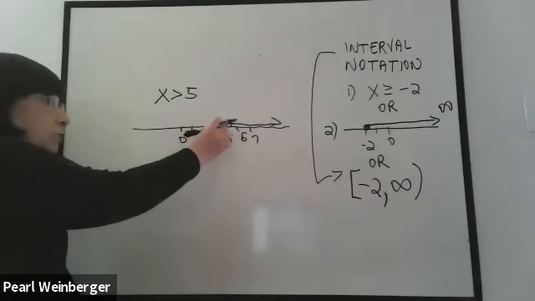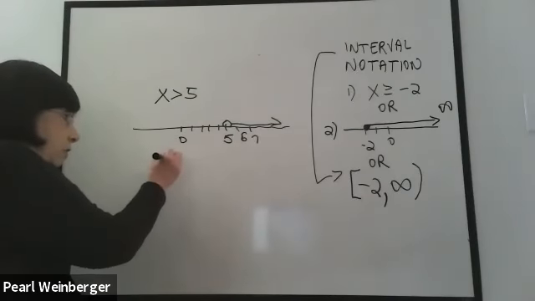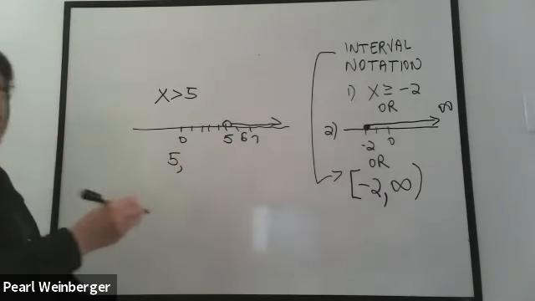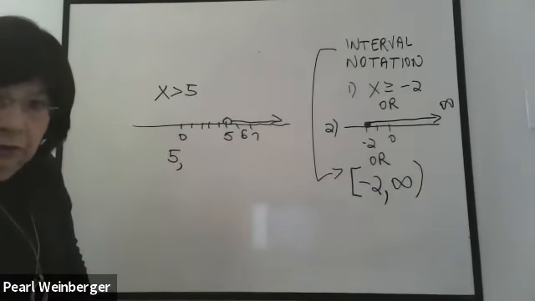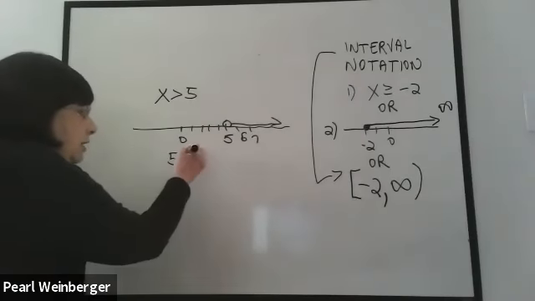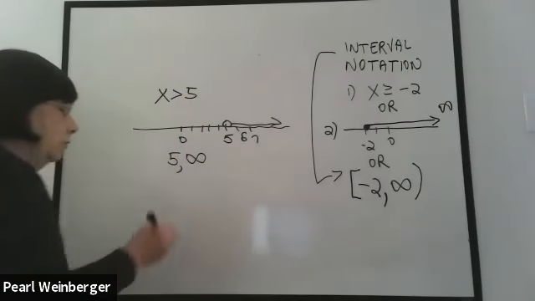If we want to do this in interval notation, let's think, where does our interval start? It starts at the 5. The first number we see is at the 5. Where does the interval end? Positive infinity. Right, it's going on and on and on, so it's ending at infinity. Okay, and everybody is okay with that part?